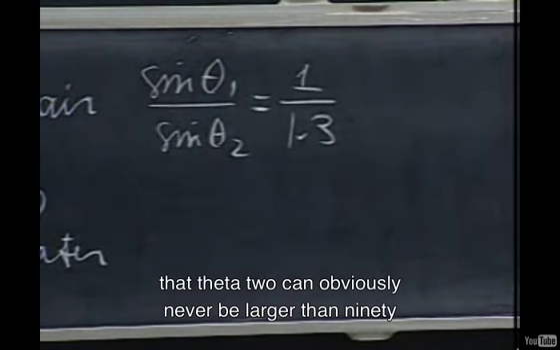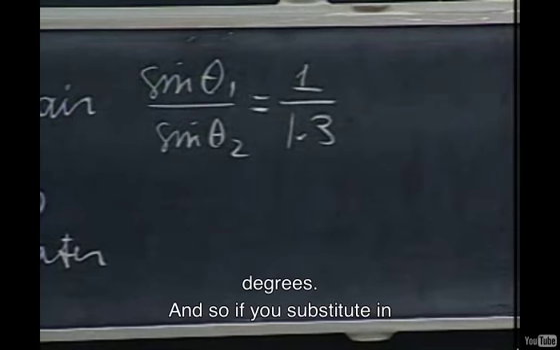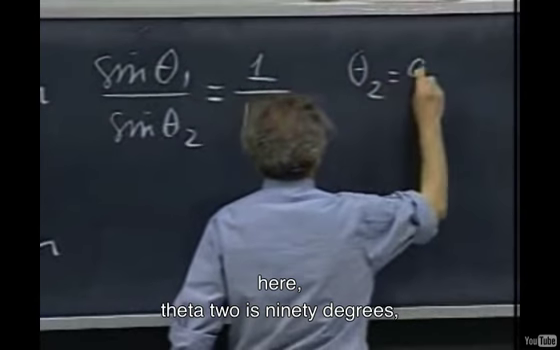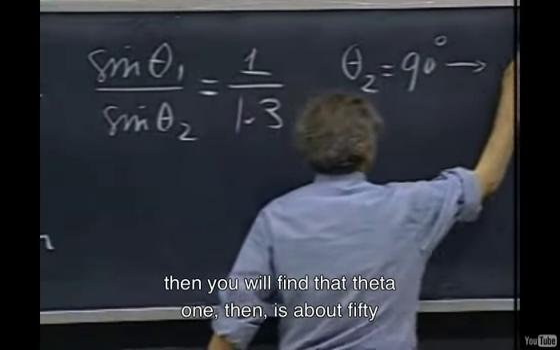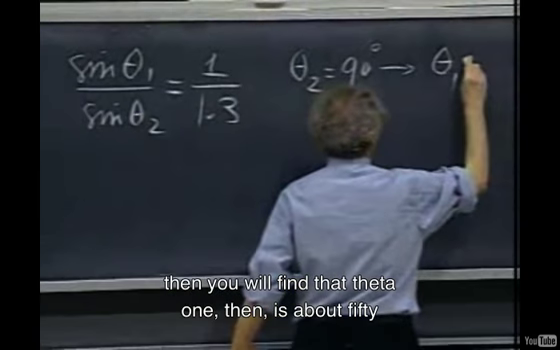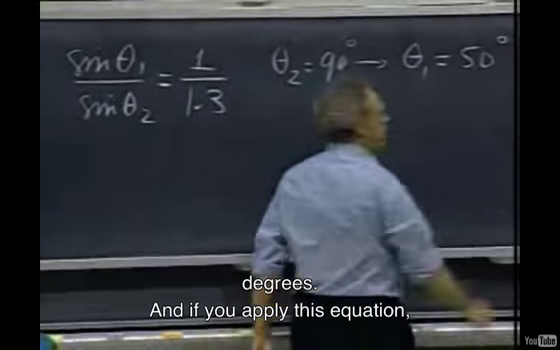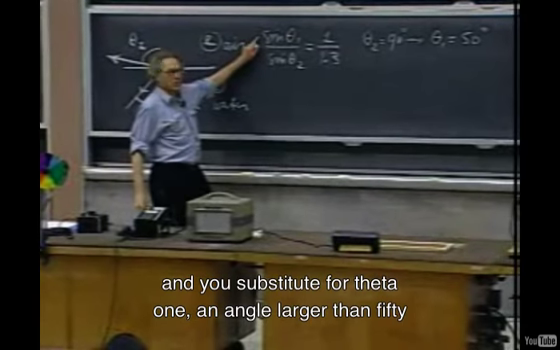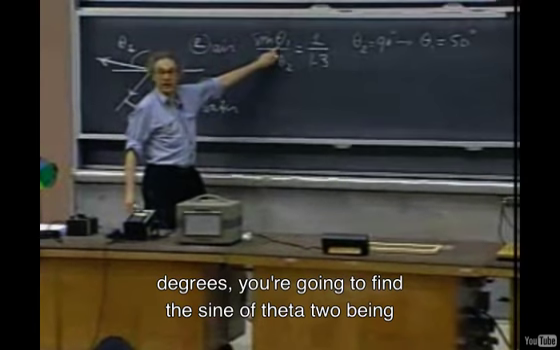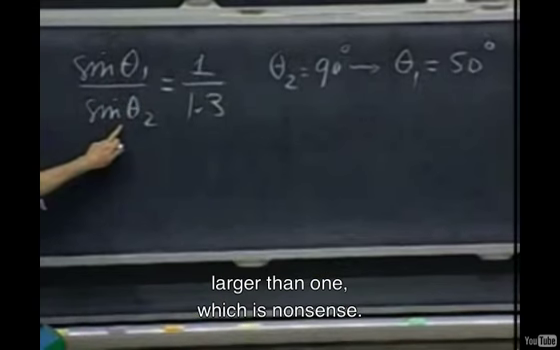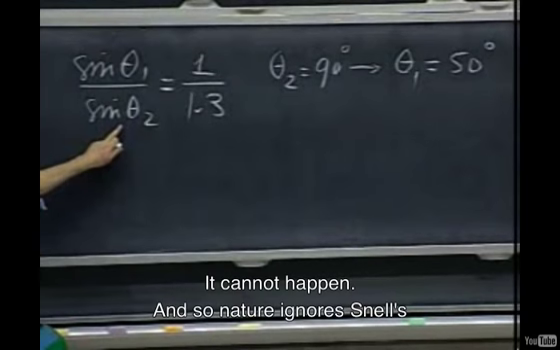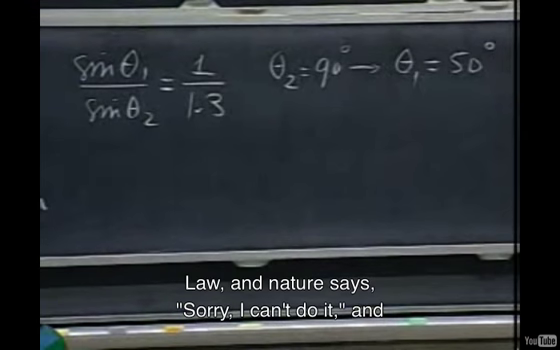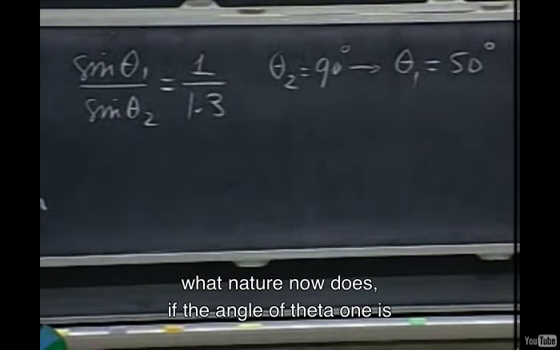And what is so special here is that theta 2 can obviously never be larger than 90 degrees. And so if you substitute in here theta 2 is 90 degrees, then you will find that theta 1 is about 50 degrees. And if you apply this equation and you substitute for theta 1 an angle larger than 50 degrees, you're going to find the sine of theta 2 being larger than 1, which is nonsense. It cannot happen. And so nature ignores Snell's law, and nature says, sorry, I can't do it.